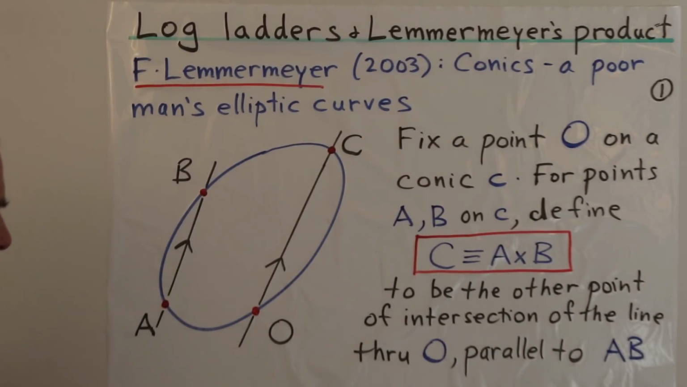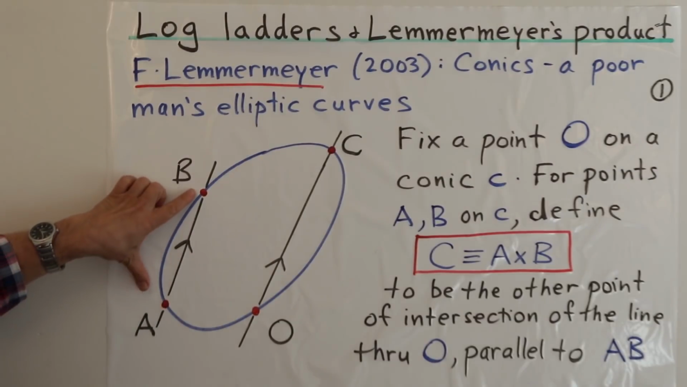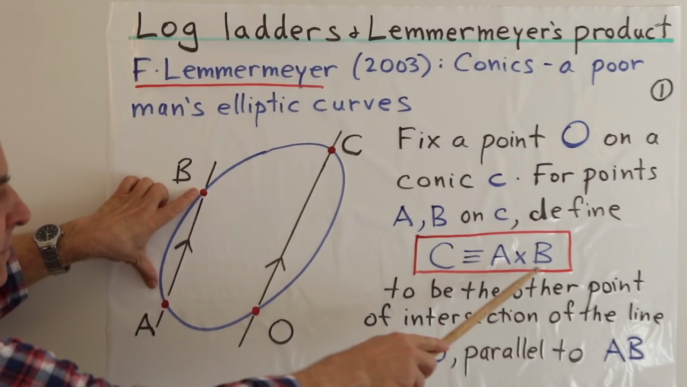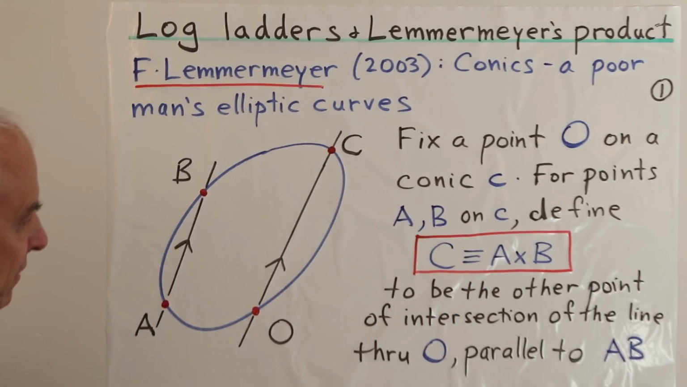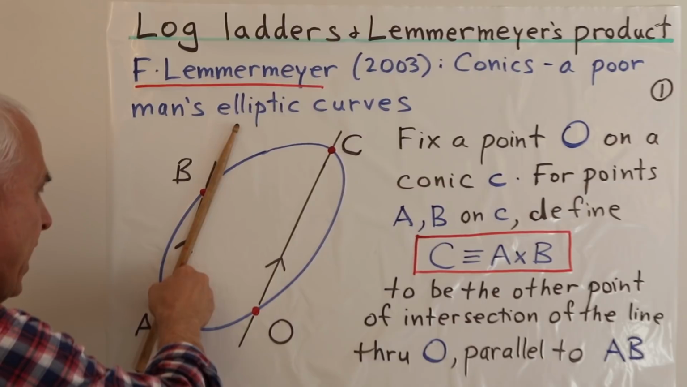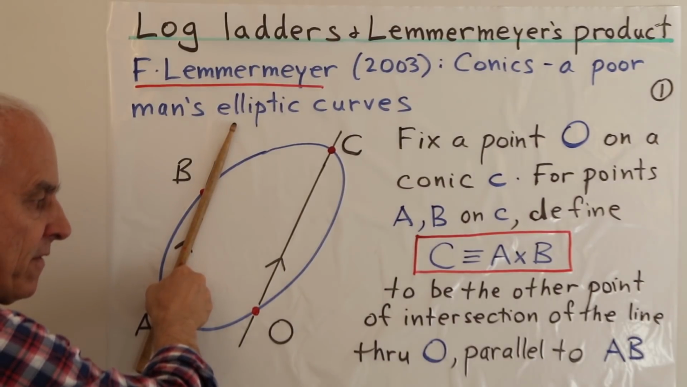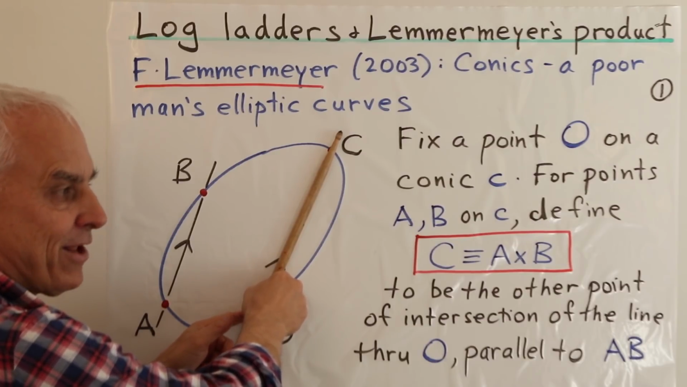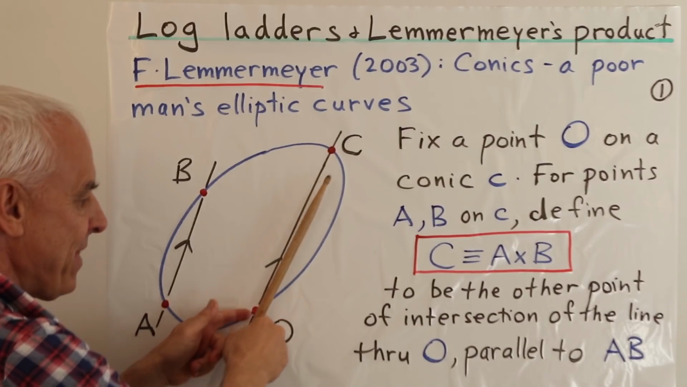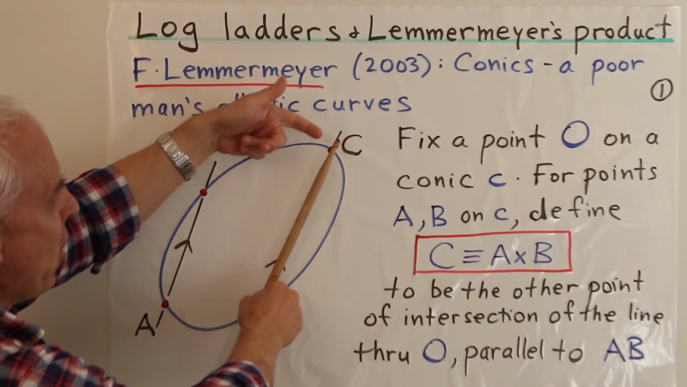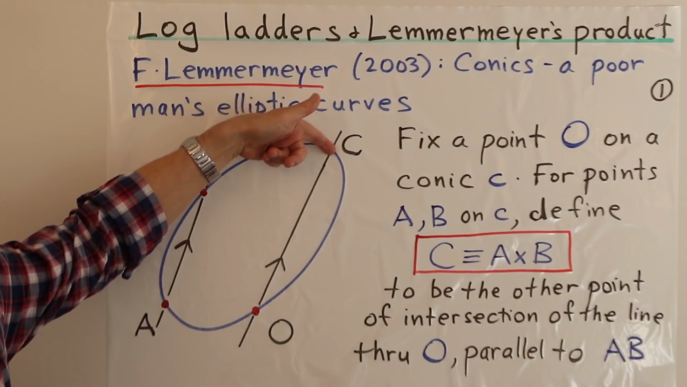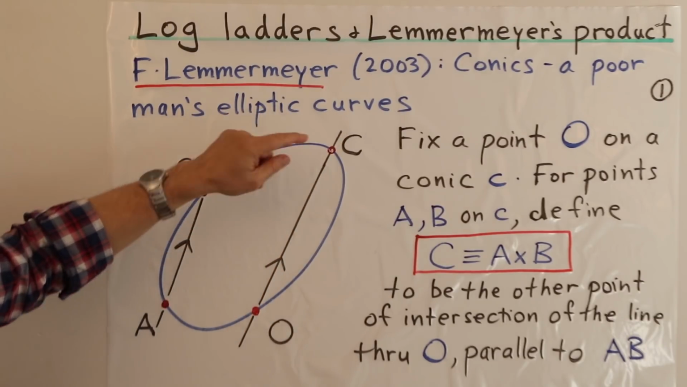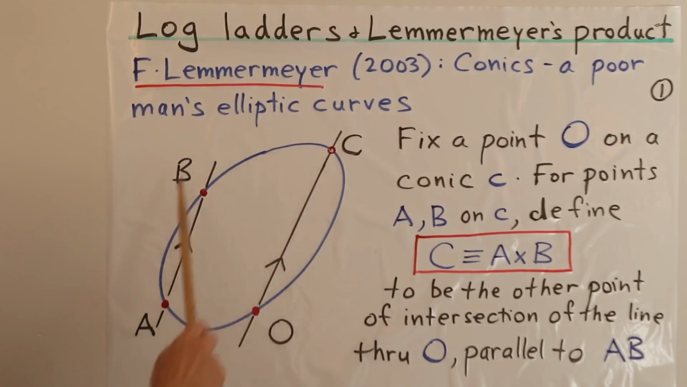And it's very simple. So given 2 points A and B on the conic, we define a new point C, which is the product of A and B. And how is C defined? Well, we take the line joining A and B, and we form a second line through our fixed point O parallel to that line. And that line through O will meet the conic at a second point, because if a line meets a conic at one point, then it will also meet it at a second point, and that second point is the product of A and B.